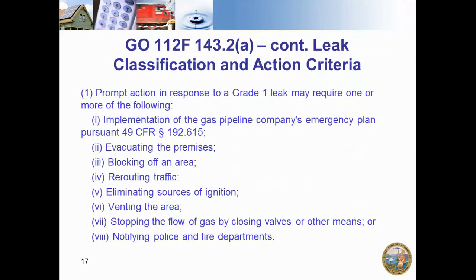There's a list in 143.2A of General Order 112F that goes over some examples of what you should do if you find a grade 1 leak. They all deal with making the area safe. Evacuate, and make sure that after you evacuate, nobody gets back in. Do what you can so that no ignition sources are present. And make sure you notify police and fire departments.